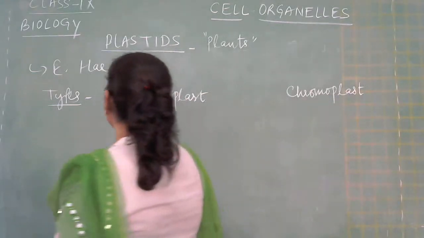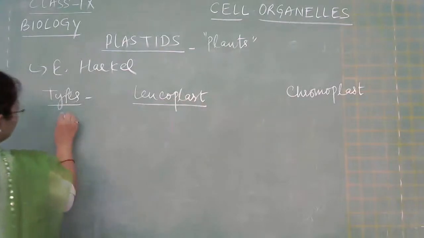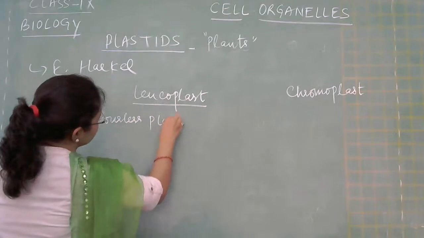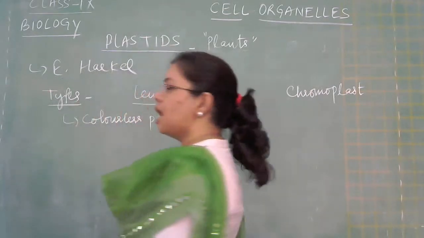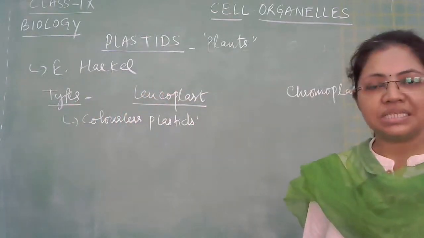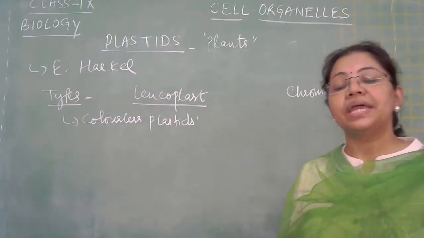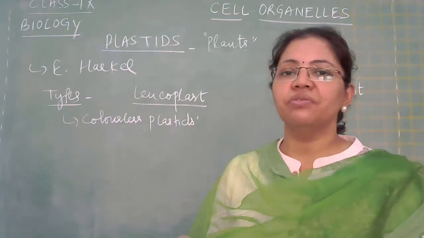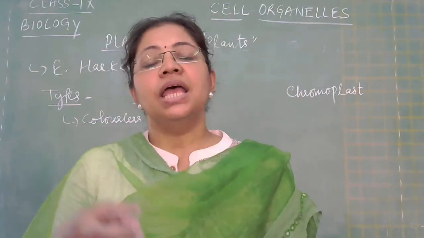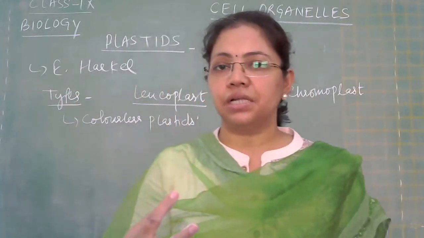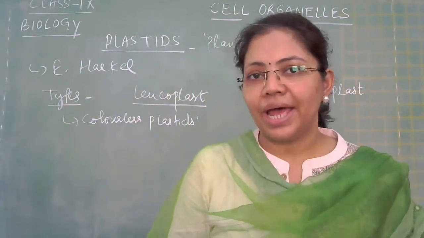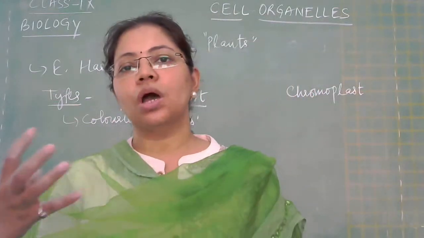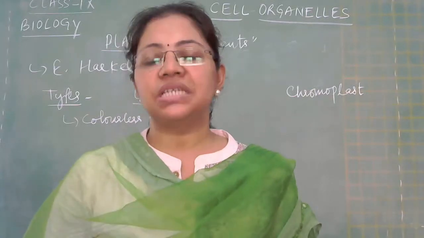Now the first one is leucoplast. Now leucoplasts, we say that these are colorless plastids. These are colorless plastids, means they don't contain any kind of pigment. I hope students you know the meaning of the word pigment with reference to science. Pigment means any color-giving material in the field of science can be called a pigment. Any substance which gives color, which is colorful, which makes something colorful, we call it a pigment, right?